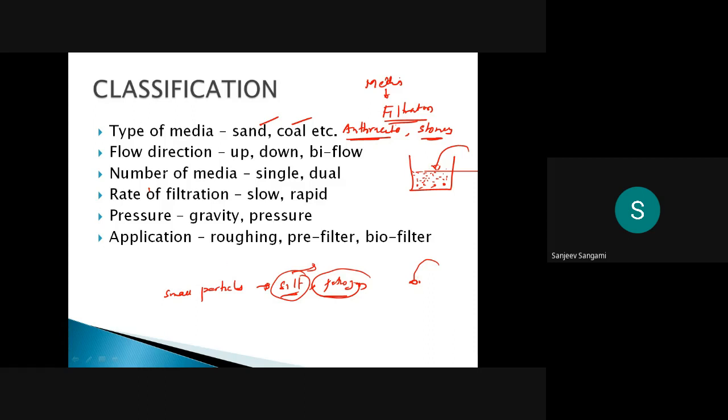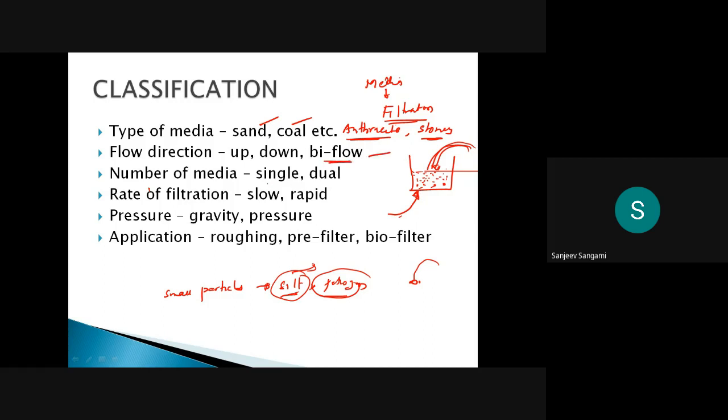Then what exactly is the flow direction of the water? Sometimes the water will be upwards, and sometimes downwards. Sometimes the water will be passed through a filter bed from the top, and sometimes the water will be passed from the bottom. Sometimes it will be both sides.